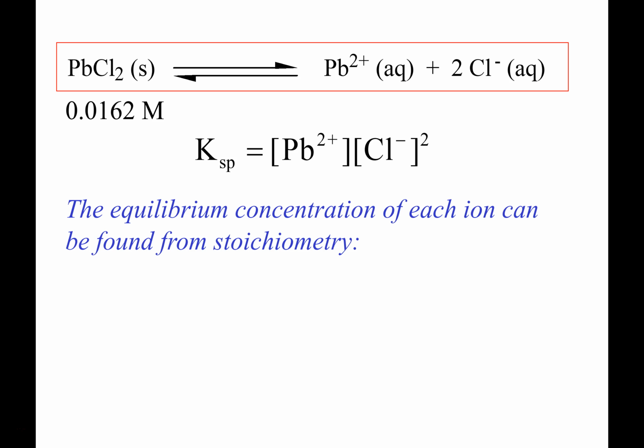In the problem, we said that the molar solubility, or the solubility at that temperature, for lead 2 chloride was 0.0162 moles per liter. If that's what's going to dissolve, what would the molar concentration of your lead plus 2 be? 0.0162 moles per liter. What would the molar concentration of your chloride ion be? 2 times that, exactly. 0.0324 moles per liter. That's just from stoichiometry.